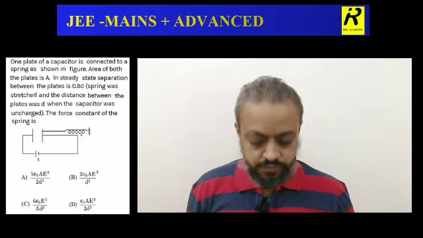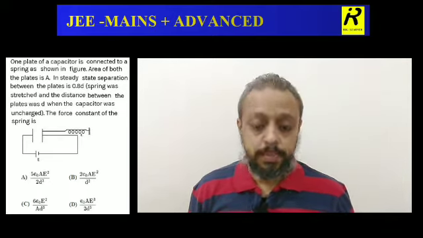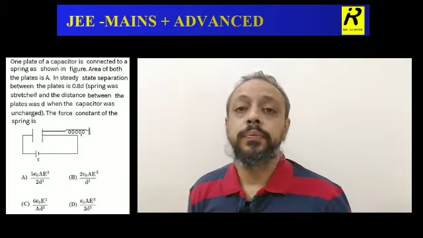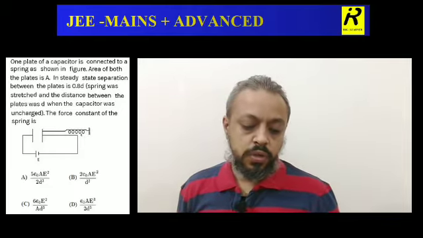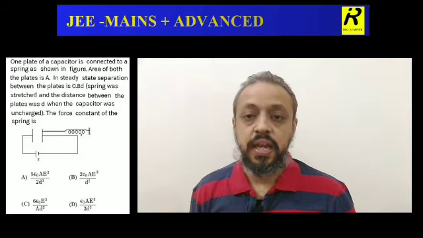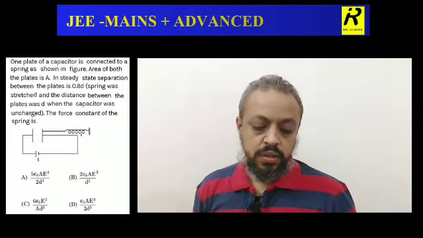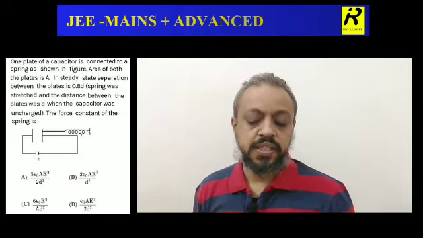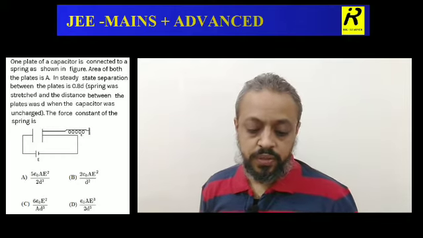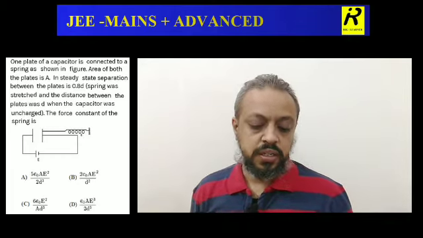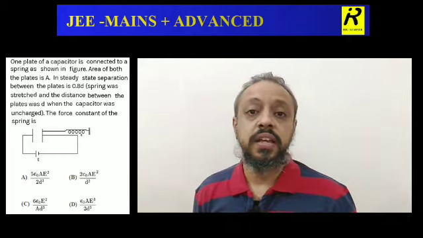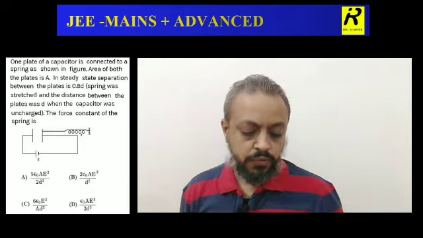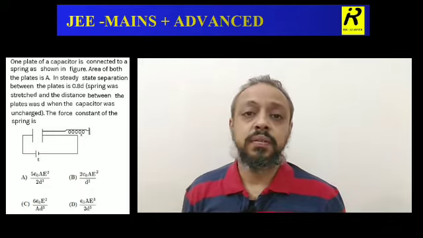The question is: one plate of a capacitor is connected to a spring as shown in the figure. The area of both the plates is A. In a steady state, the separation between the plates is 0.8 D. The spring was stretched, and the distance between the plates was D when the capacitor was uncharged. The force constant of the spring is?